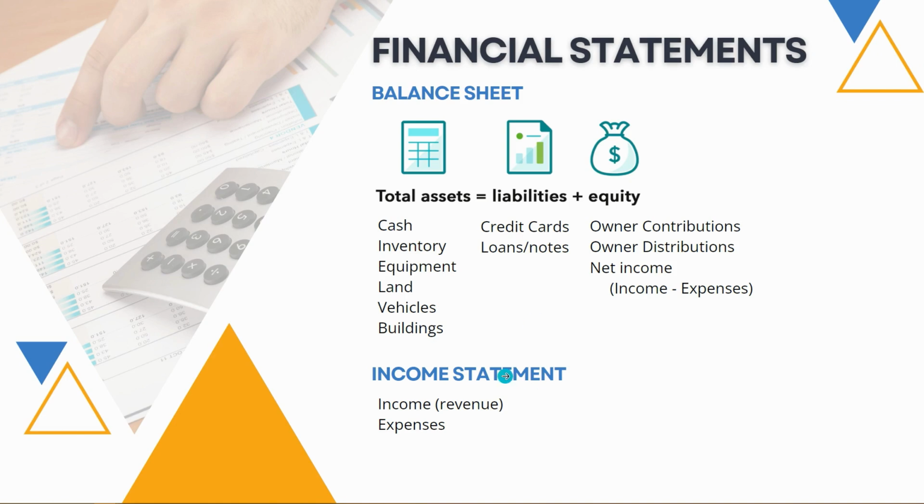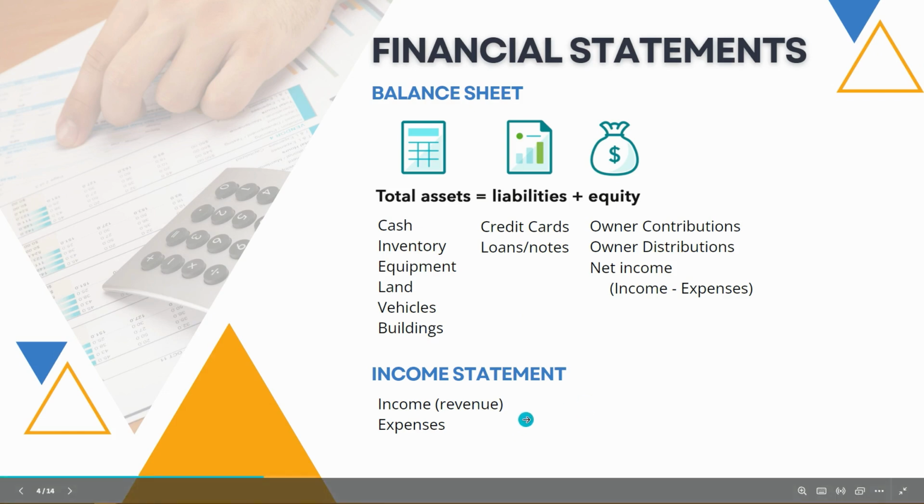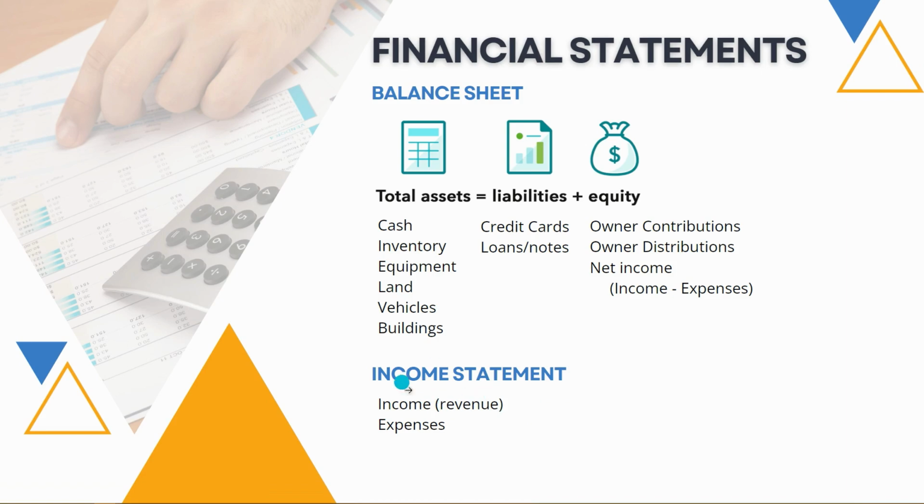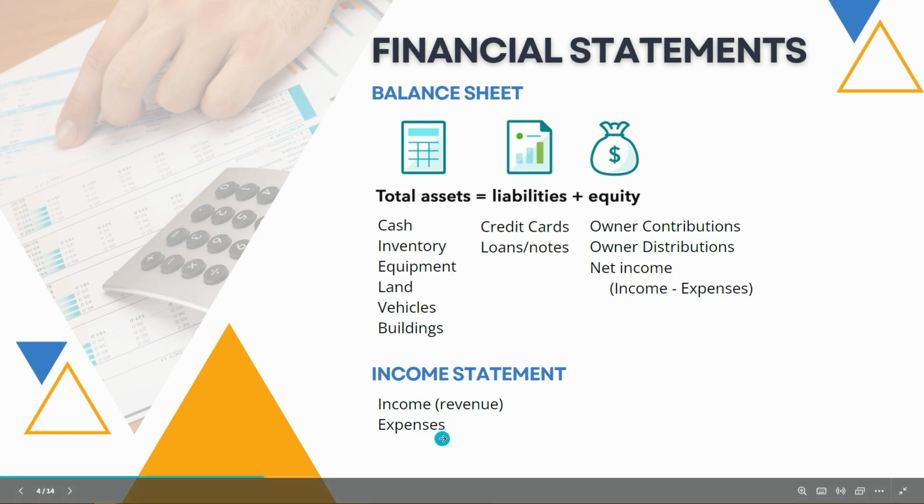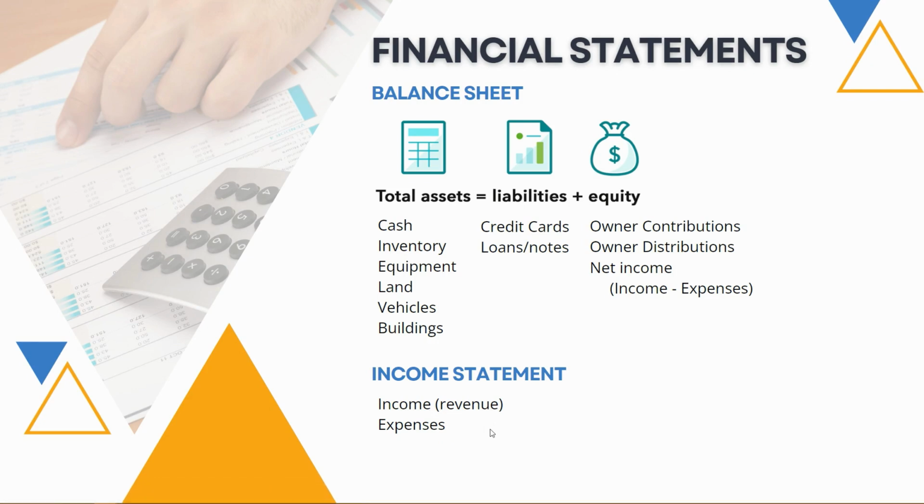The more common and easy to understand financial statement that business owners will use more regularly, with regards to tax returns and such, and wanting to see how much money they're making, is the income statement. The income statement is easier to explain because it's basically your income or revenue minus all of your expenses, and that gets you to your net income. Okay, so those are the two main financial statements.